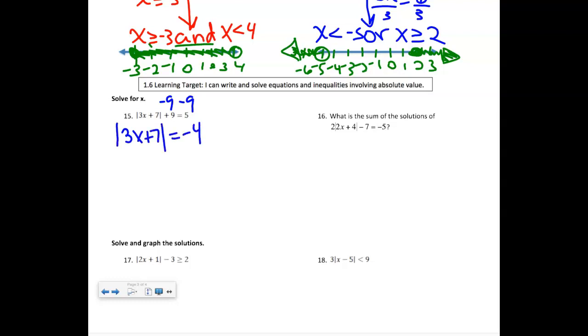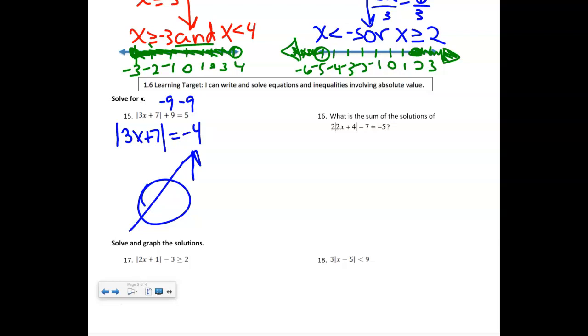Okay. And then I should right away have some alarm bells going. I need to remember, is there such a thing as a negative absolute value? No, there is not. I should not keep going. Negative distance does not exist, so our answer is no solution. Done. Okay. All right, they're not all going to be like that.